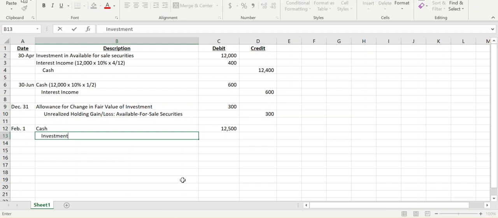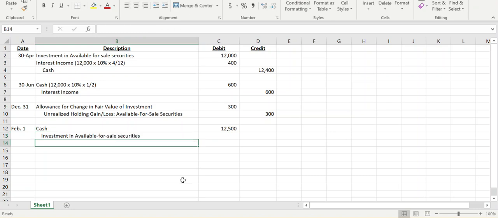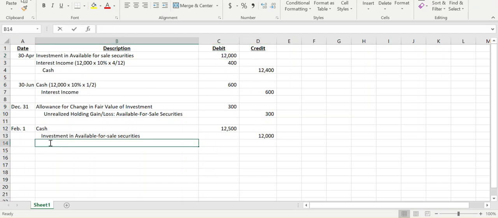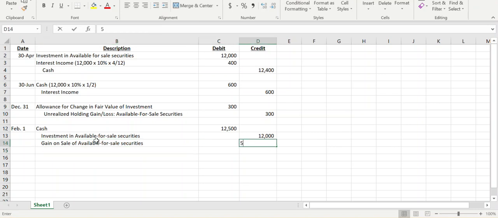We need to remove that investment in our available for sale securities. And it has to come off at what I put it on for. I've not adjusted that investment account except for when I purchased it. So it went on my books at $12,000. It's going to come off my books at $12,000, which means that we have a gain on the sale of our available for sale securities. And this is a realized gain. It's realized meaning that it really happened. It's in reality that this is actually a gain we're getting because we're actually selling those investments that we have.